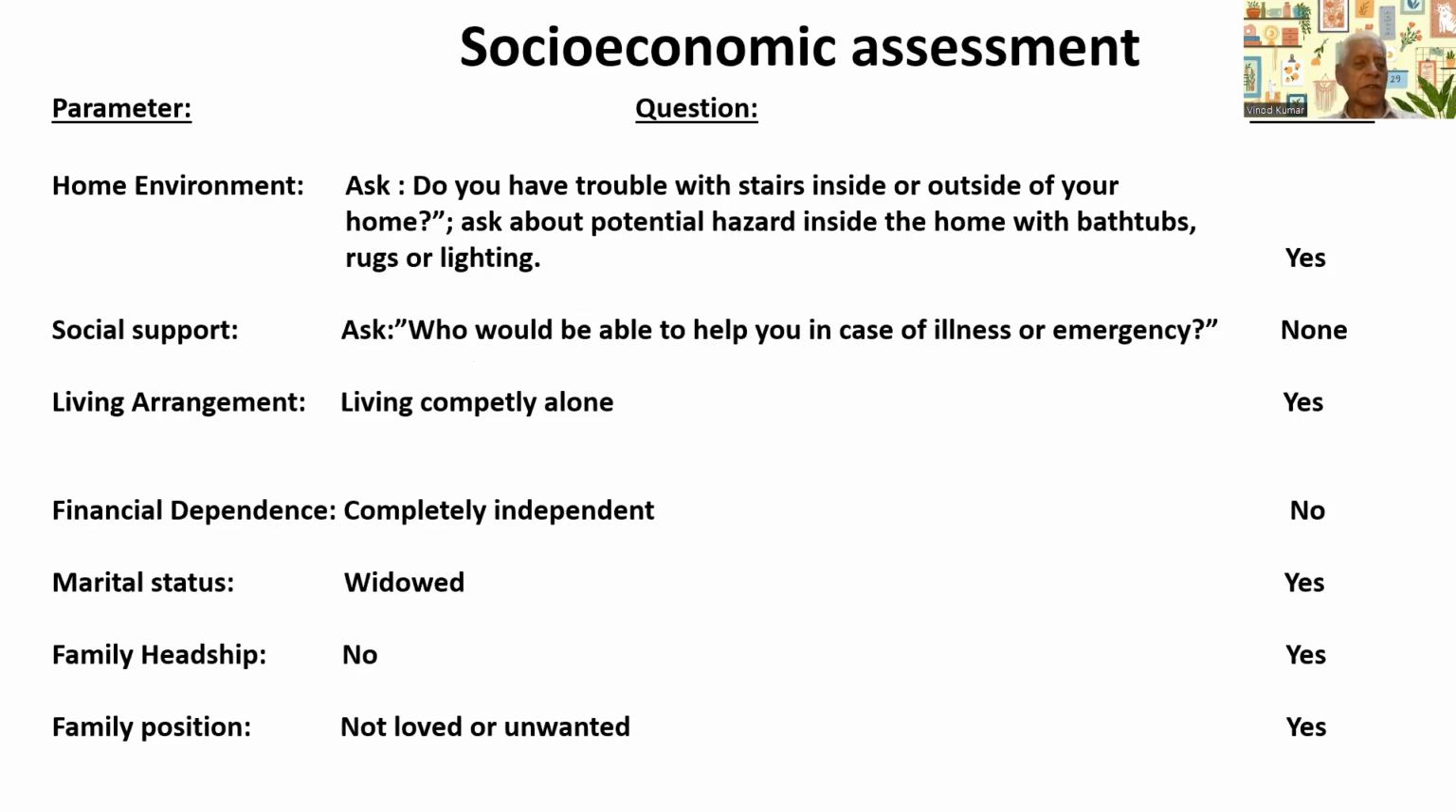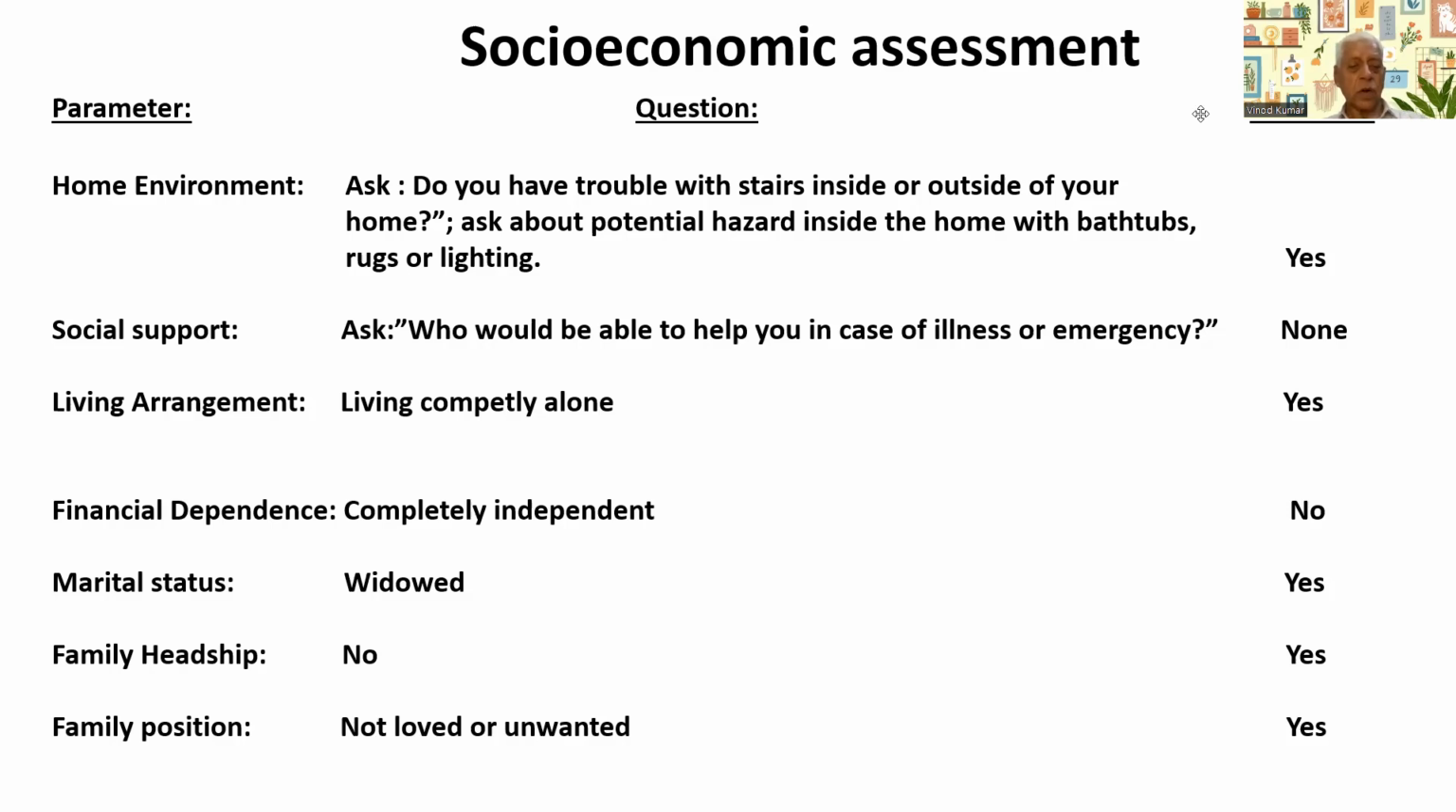Lastly, the socioeconomic assessment is by the following parameters. Home environment. Do you have trouble with the stairs inside or outside of your home? And ask about any potential hazards inside the home, like bathtub, slippery floor, rugs, or bad lighting, and things like that. If the answer is yes, that means this is abnormal. Social support, who would be able to help you in case of illness or emergency? None is abnormal. Living arrangement, are you living completely alone? Yes, it is abnormal.